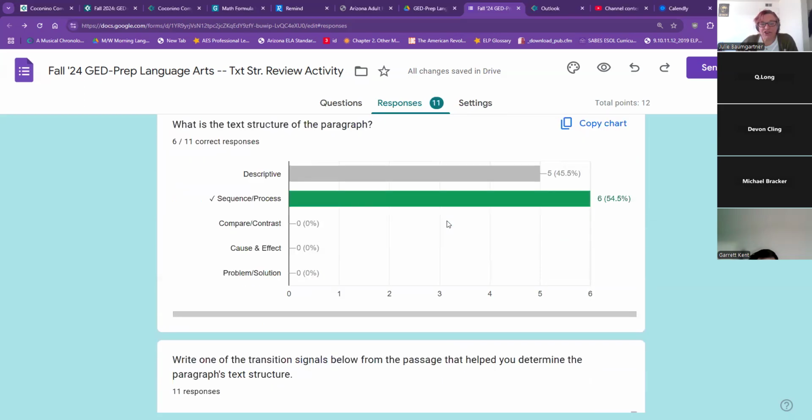Why is descriptive not an appropriate structure for this text? Or does anyone want to argue with me that it is descriptive?